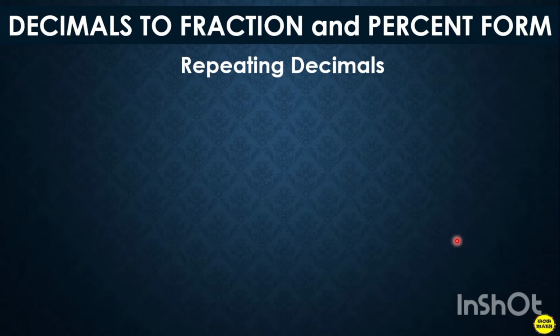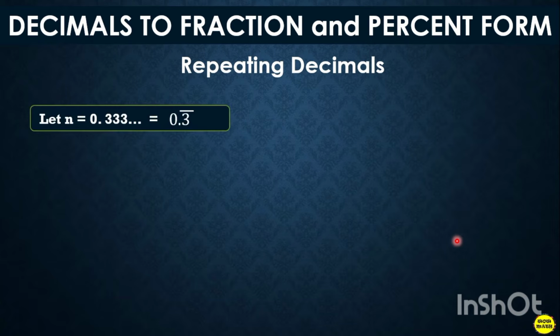So, paano naman kapag repeating? Ito yung merong nauulit. Okay? So, let me show you the steps. So, una, halimbawa, meron po tayong n is equal to 0.3333, dot, dot, dot.